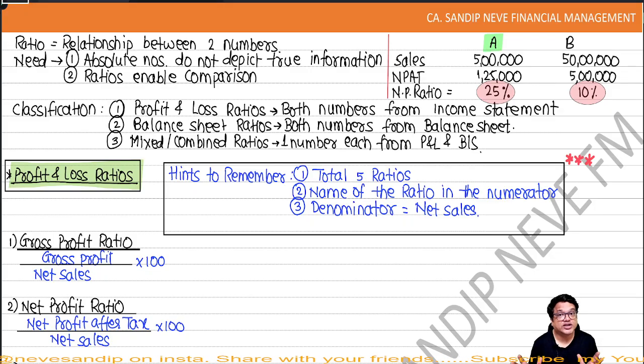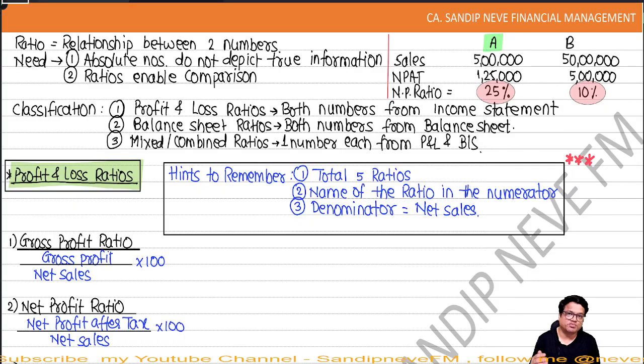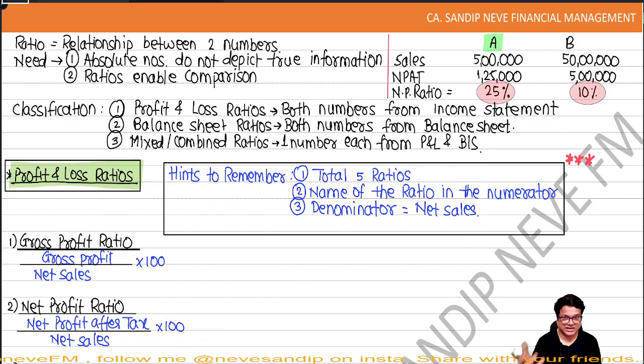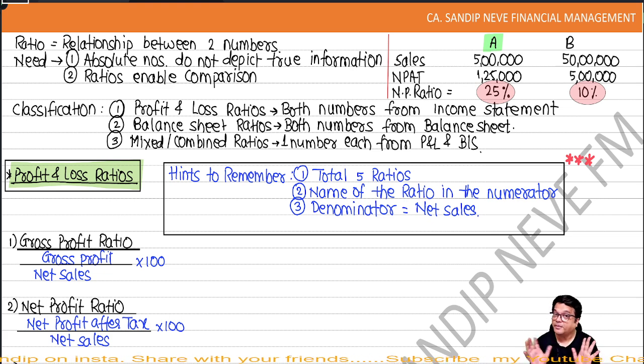How do we classify the ratios? We classify the ratios into three types: P&L ratios, balance sheet ratios, and mixed or combined ratios. As the name suggests, for P&L ratios both numbers, numerator as well as denominator, come from the P&L. For balance sheet ratios, both numbers, numerator as well as denominator, come from the balance sheet. And in a mixed ratio, one number is picked from the balance sheet and one number from the P&L.